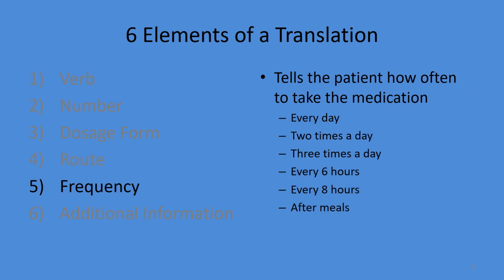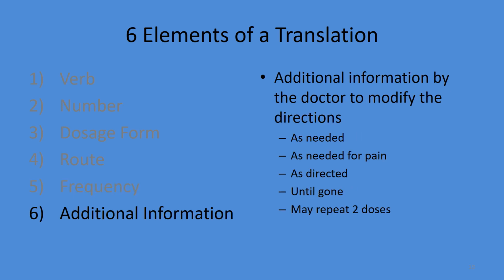The fifth element is frequency. Frequency is how often the patient will be taking the medication. So for some examples, every day, 2 times a day, 3 times a day. Or if we want to evenly space them out, we can specify every 6 hours, every 8 hours, or after meals, before meals, or even with meals. And lastly, any additional modifiers that the doctor may want to add to specify the instructions to make it clear or give any specific information that they want.